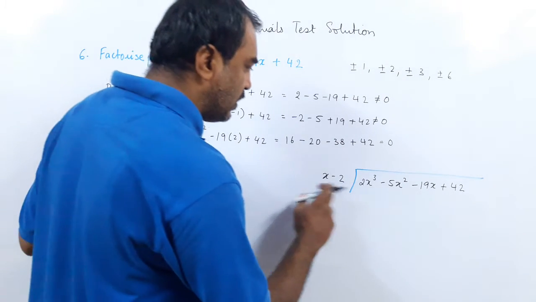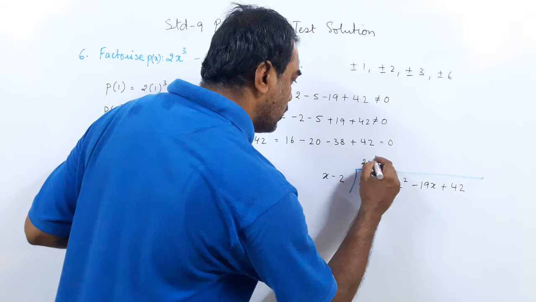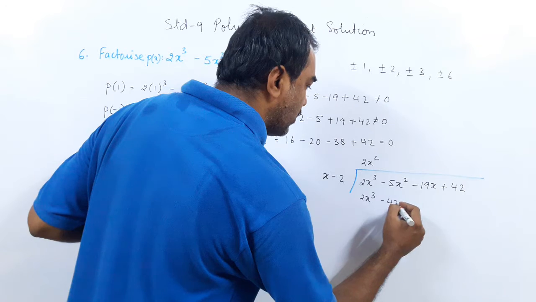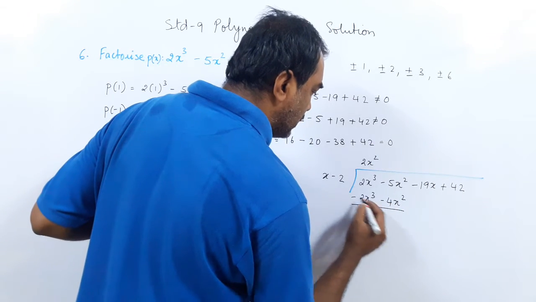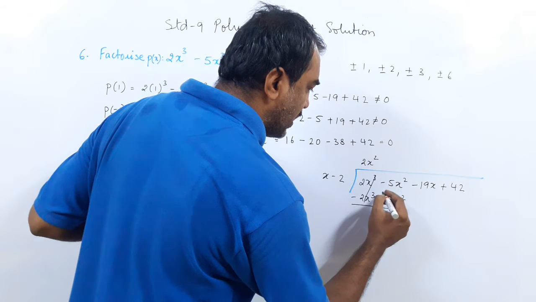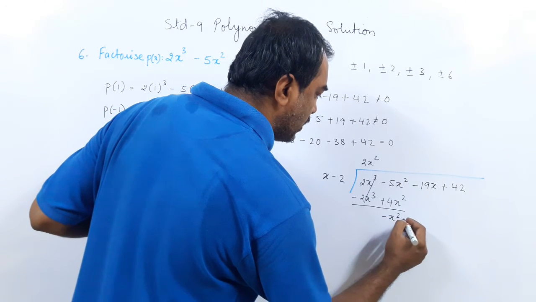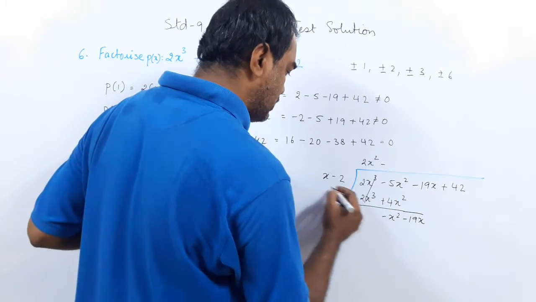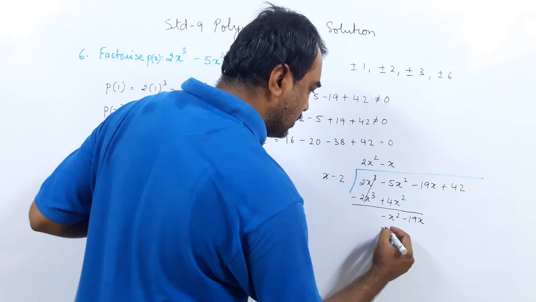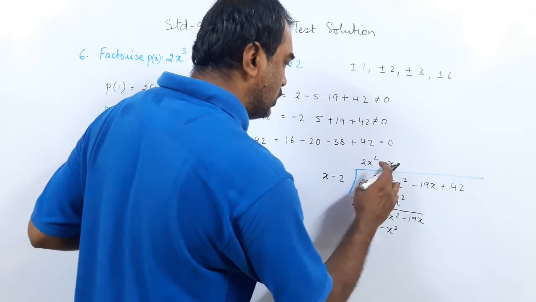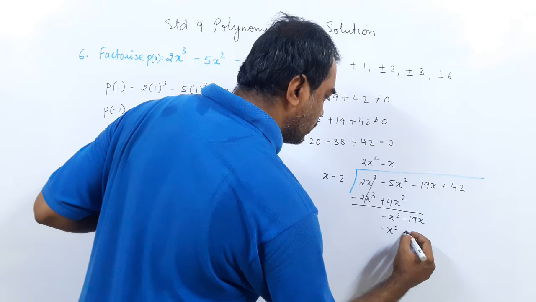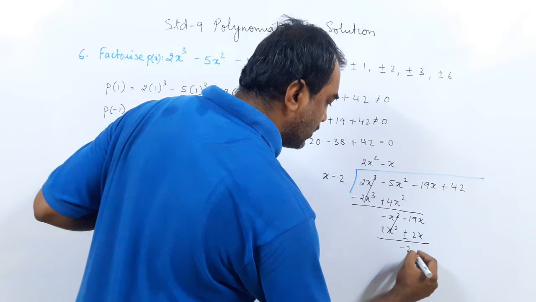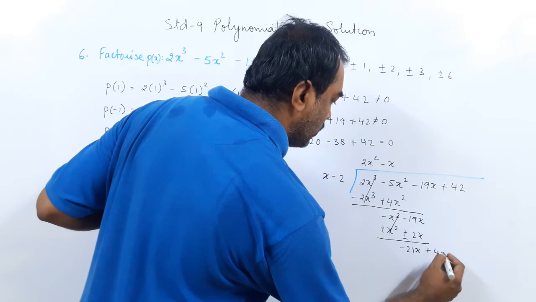So let us begin. X into 2x square gives me 2x cube. Minus 2 into 2x square gives me minus 4x square. Minus, this becomes plus. This cuts off. Minus 5 plus 4 is minus x square. Minus 19x comes down. I get minus x into minus x is minus x square. Minus 2 into minus x is plus 2x. Signs change. This becomes minus. So I get minus 21x plus 42.